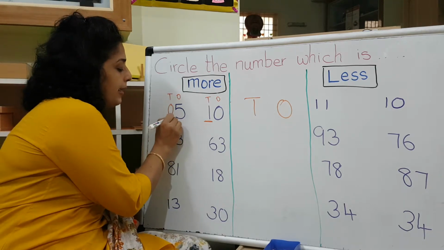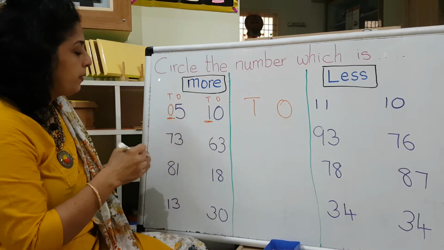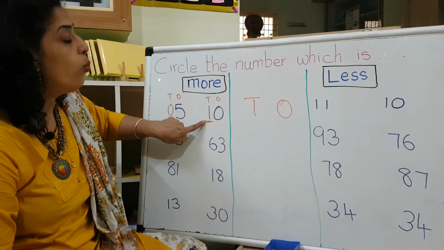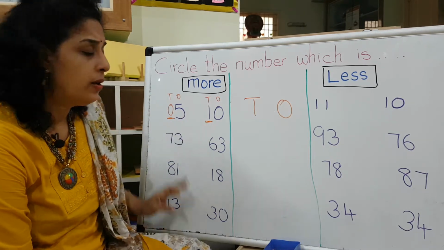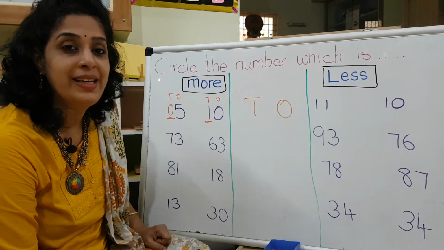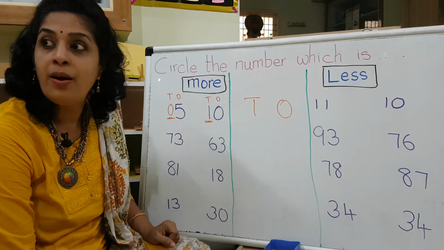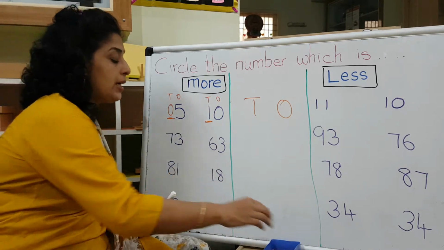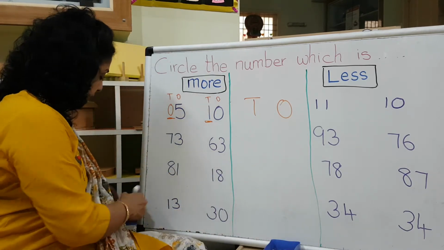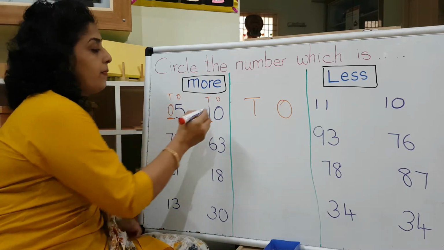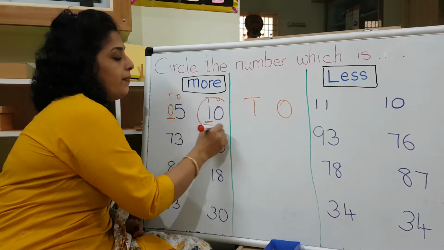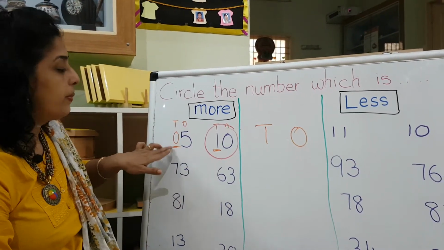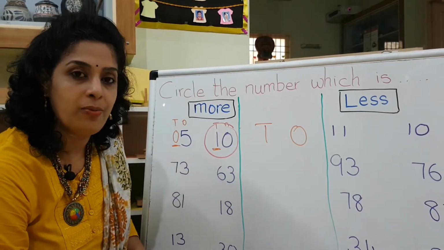Now you compare this tens place value. In this place value you have 0, here you have 1. Which is big? 0 is big or 1 is big? 1. 1 is big, right? So what you do is, you will have to circle the one that is big. Okay? Here you have understood that 1 is bigger. So definitely you get the place value.